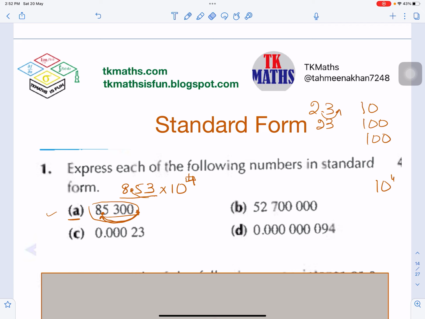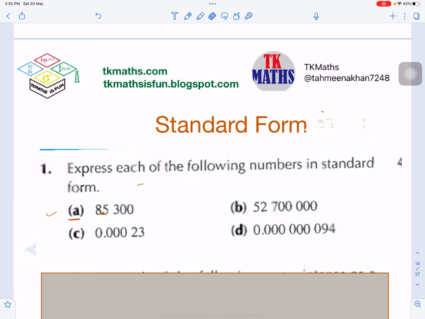Okay, so let me just erase this. Let me make the screen a little clear. This was just to explain to you. So this number is 8.53 into 10 power 4. Why? Because this number will be multiplied by 10,000. 10 power 4 means 10,000. It means the decimal here will jump 4 places to the right and automatically I will get this question.